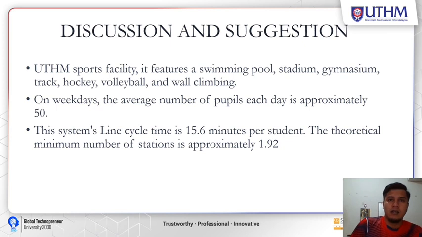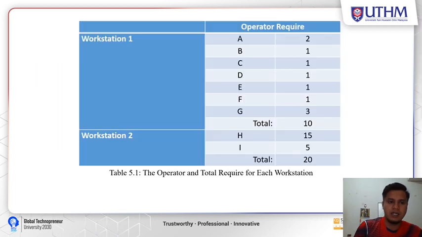And this system's line cycle is 15.6 minutes per student, and the theoretical minimum number of stations is approximately 1.2, so we can see the line efficiency is equal to 96.153%. Next slide is our operators required and total required for each workstation.